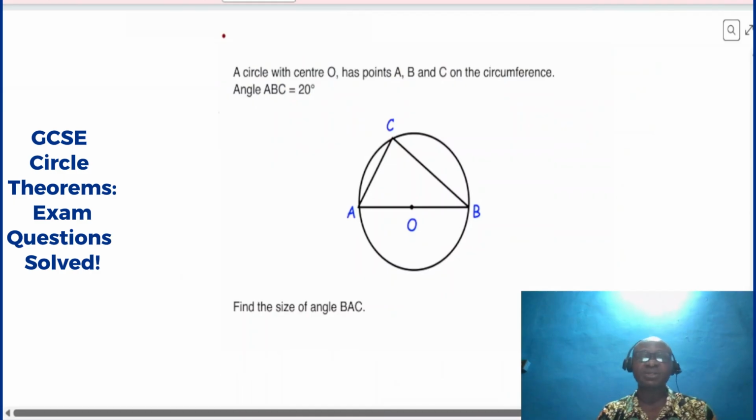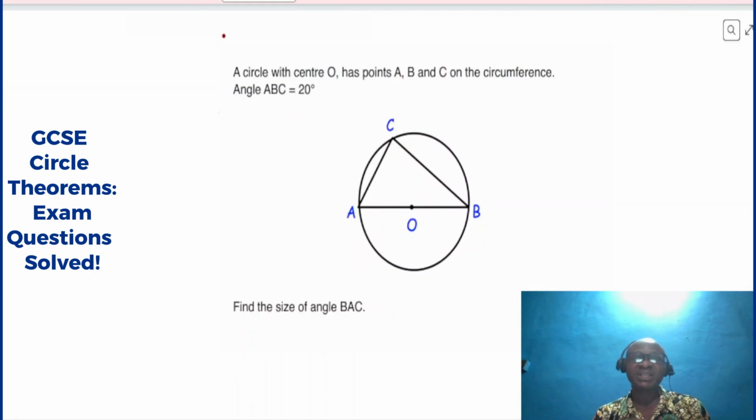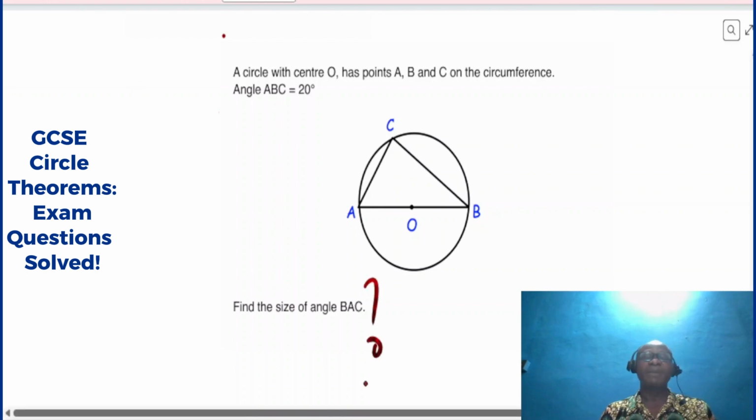Look at this question. What do you have to say about it? It said the circle with center O has points A, B, and C on the circumference. Then we are given that ABC is equal to 20 degrees. And the question has asked you, what is the size of this angle BAC. So what do you have to say?